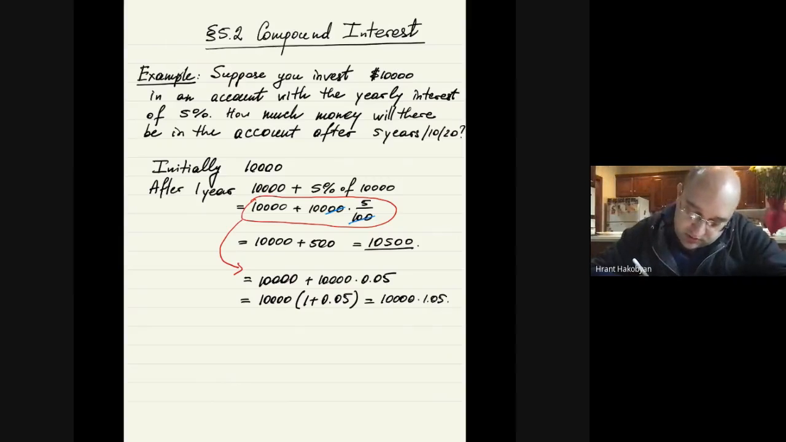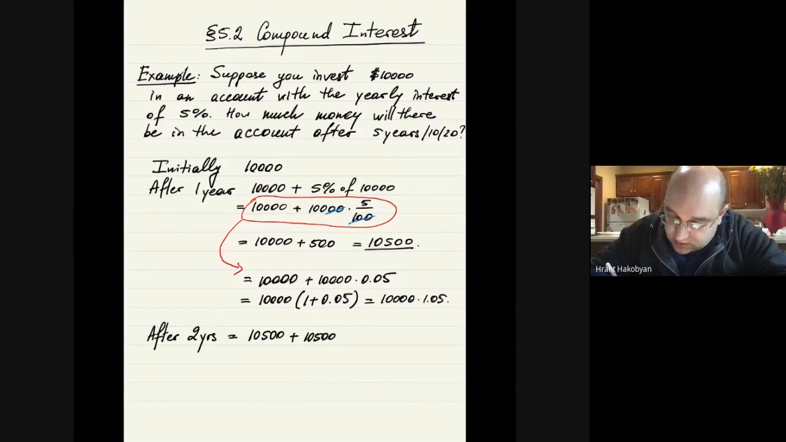So how do I calculate that? So I'll write after 2 years, I will have, well, how much do I have at the end of the first year? I have 10,500. And what am I gonna get? I'm gonna get 5% of that added at the end of the second year. So it's going to be 10,500 times 5%, which is again 0.05, right? Okay. So if I simplify, this is gonna get 10,500.